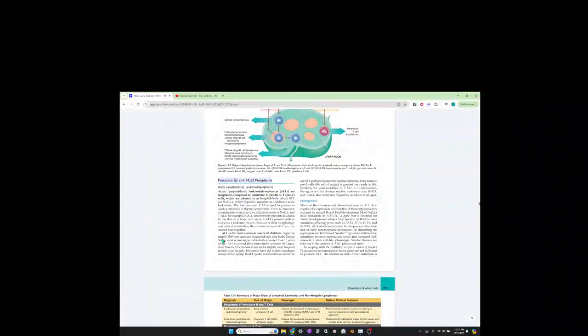Precursor B and T-cell neoplasms: acute lymphoblastic leukemia/lymphoma. Acute lymphoblastic leukemia/lymphomas are neoplasms composed of immature B or T cells, which are referred to as lymphoblasts. About 85% are B-ALLs, which typically manifest as childhood acute leukemias. The less common T-ALLs tend to present in adolescent males as thymic lymphomas.